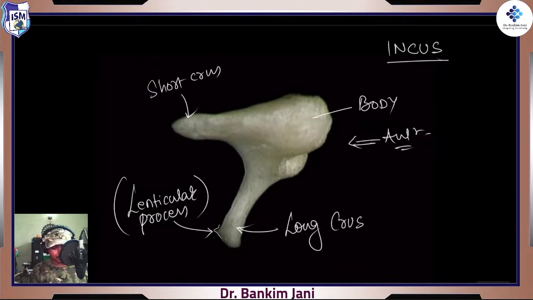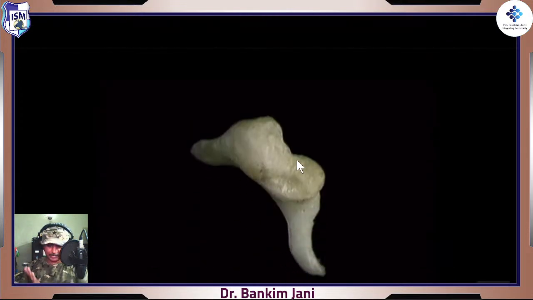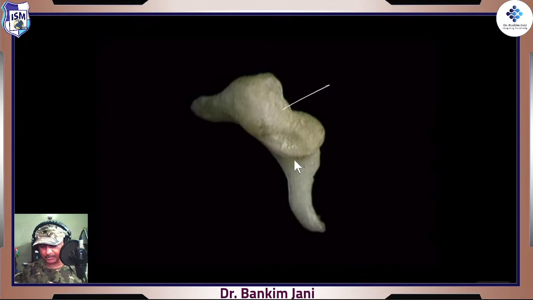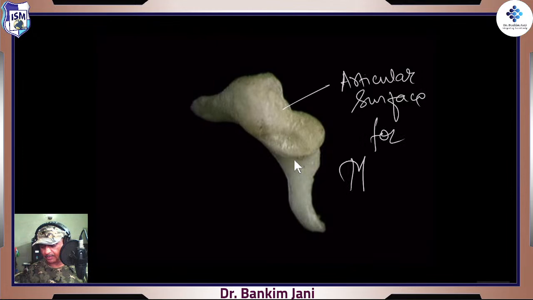Its importance is so much, because that is what will be connected with stapes. That is the lenticular process, which will be connected with stapes. As we rotate, this is in front, the articular surface. Obviously, it is big, so it is for malleus. Malleus, right? Not malleolus.